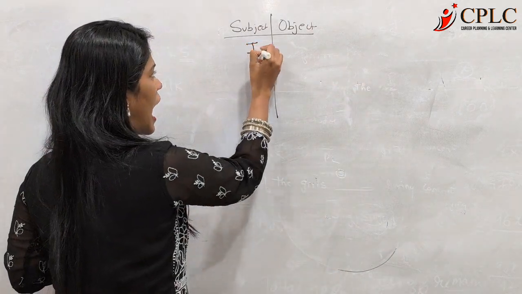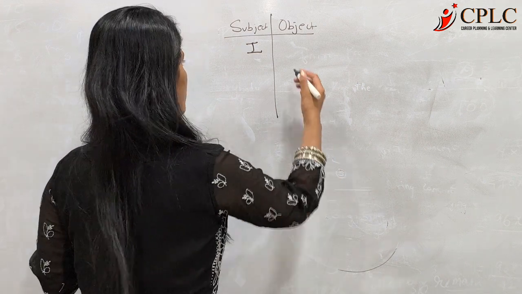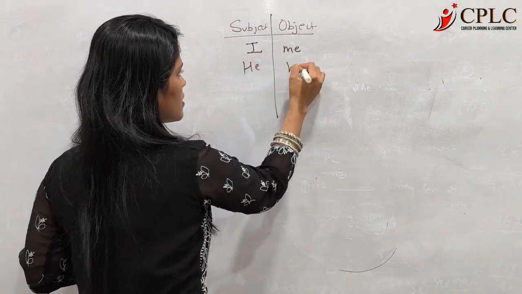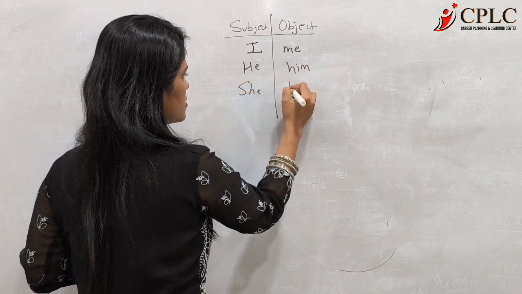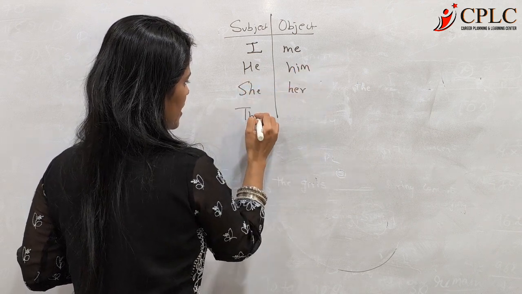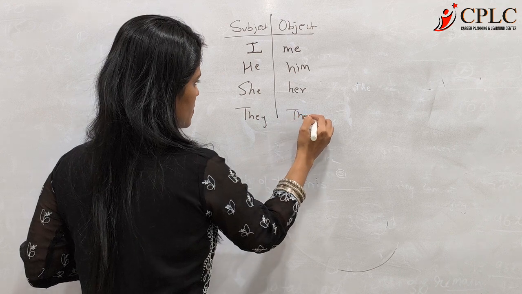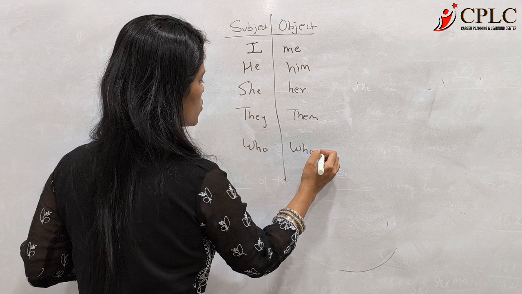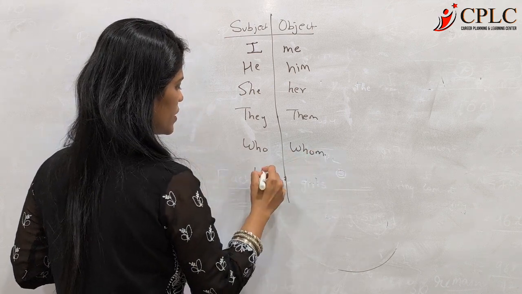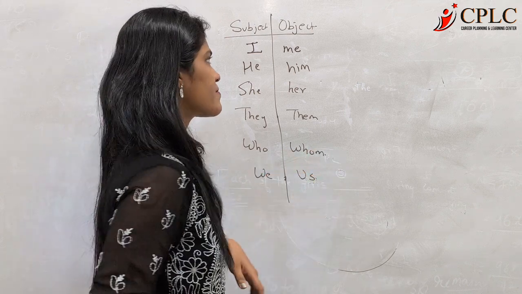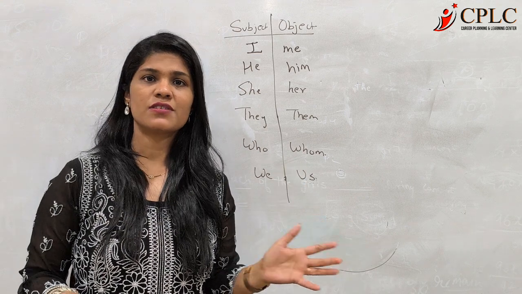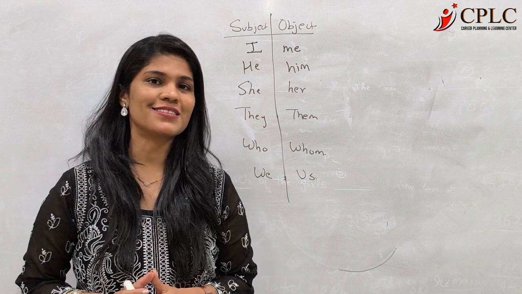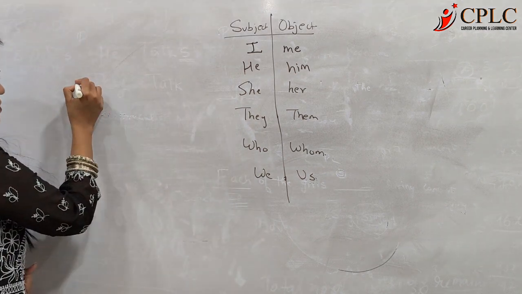For example, I will come as a subject, but if it comes at the place of object, it will be me. He, him. She, her. They, them. Who, whom. We, us. Easy enough? Now let us understand how this plays a vital role while constructing sentences.